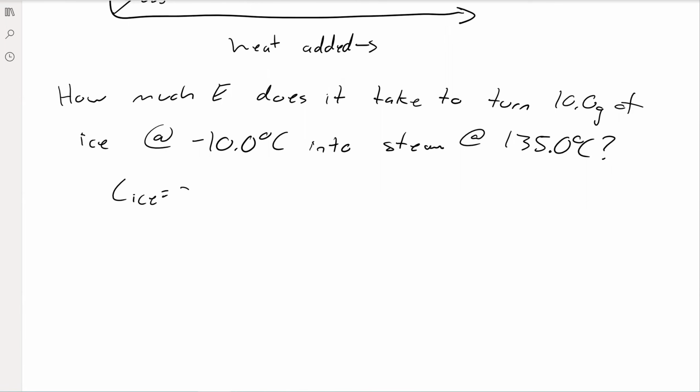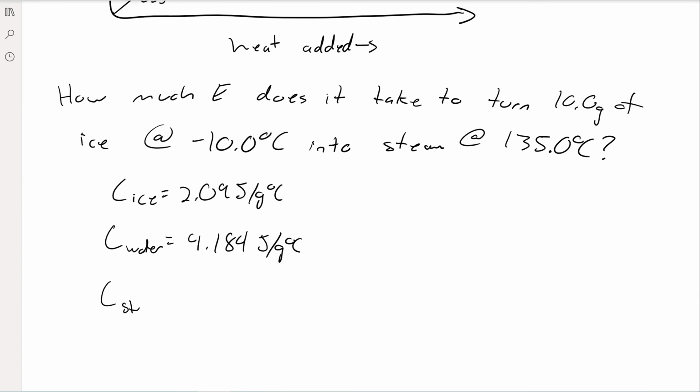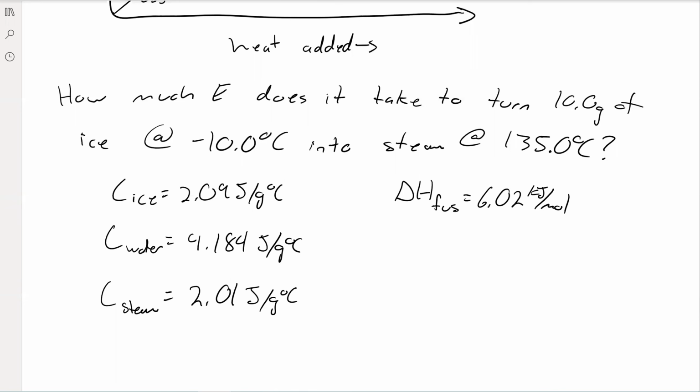The specific heat of ice is 2.09 joules per gram degree Celsius. The specific heat of water is equal to 4.184 joules per gram degree Celsius. The specific heat of steam is equal to 2.01 joules per gram degrees Celsius. And then you're given the enthalpy of fusion as equal to 6.02 kilojoules per mole. Remember that fusion is just another way of saying melting. And that the delta H of vaporization is equal to 40.7 kilojoules per mole.